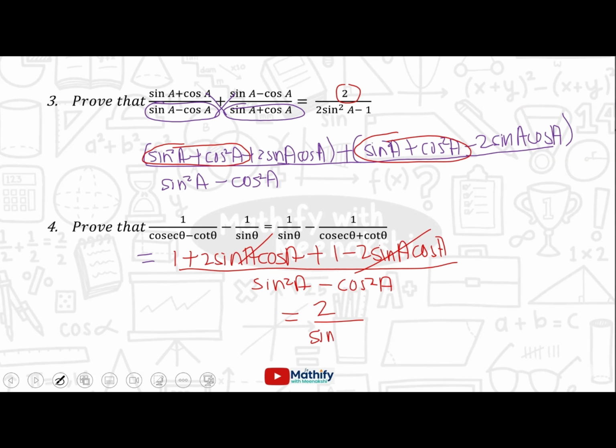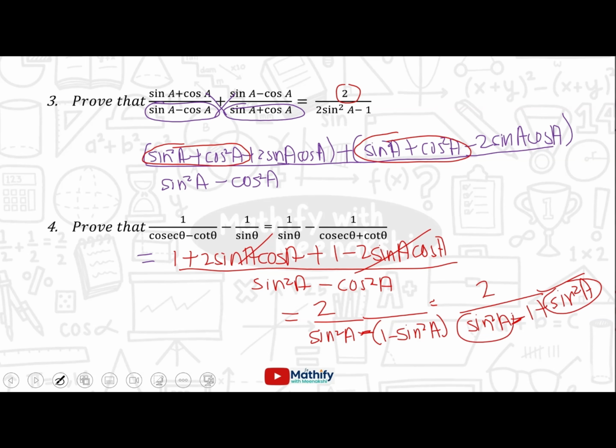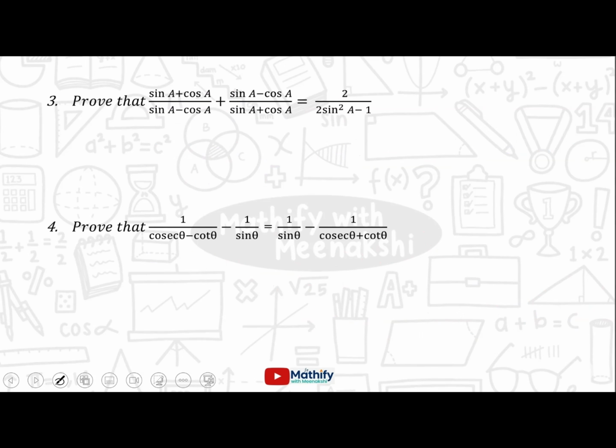So just replace cos with sine. How can I replace cos with sine? You can write it's 1 minus sine square A. Now write sine square A. Just see this minus outside. It will change the sign of both the terms in the bracket. So minus 1 plus sine square A. And that will give you sine square A plus sine square A is 2 sine square A minus 1, equal to RHS. Let's move to question number 4.